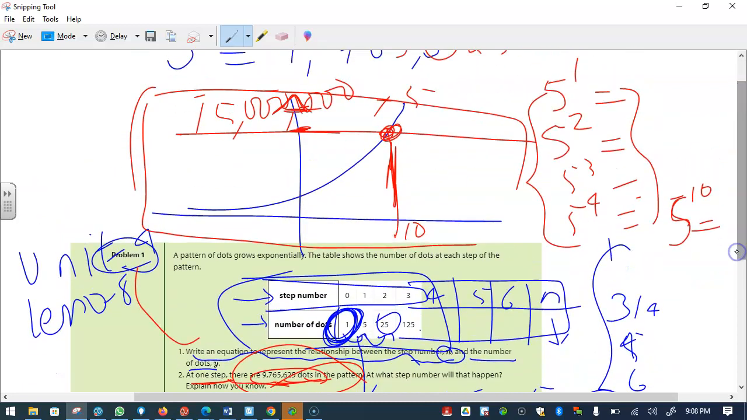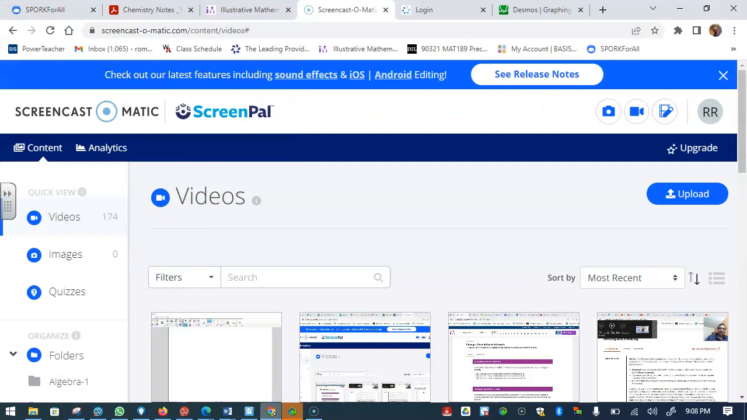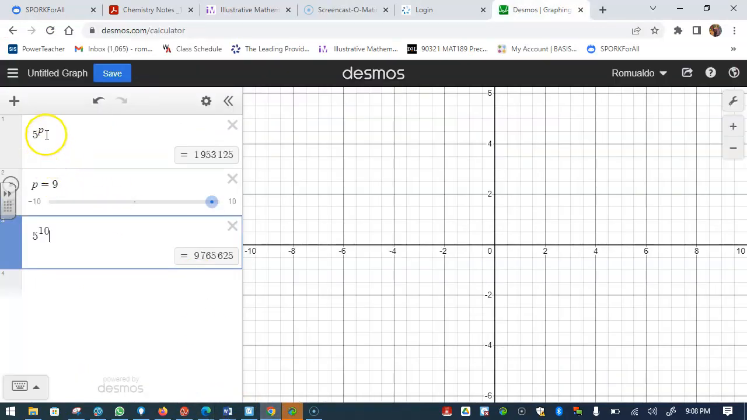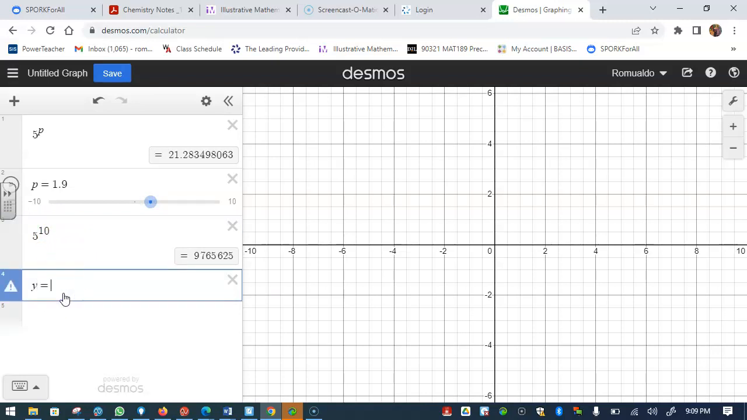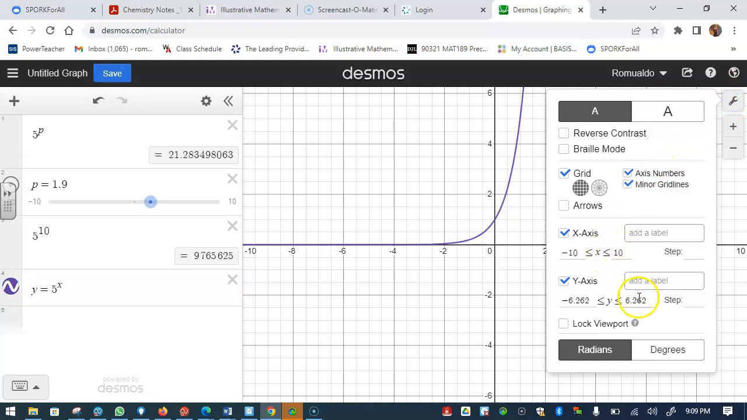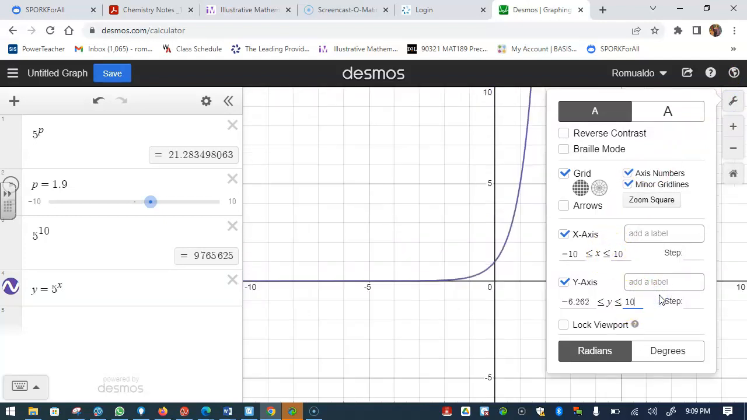I was just making sure, look at this. I made a slider here. I put 5 raised to p and put a slider. You can see every time the exponent changes. In the beginning it is 5 raised to 1, then 5 raised to 2, then 5 raised to 3, and you go on changing the exponent. Or you can just put y equals 5 raised to the power x. I can see the graph and change this to maybe 10 million. I'll just put this y-axis like 10. See the graph here? Oh, sorry, mistake. This one will change.